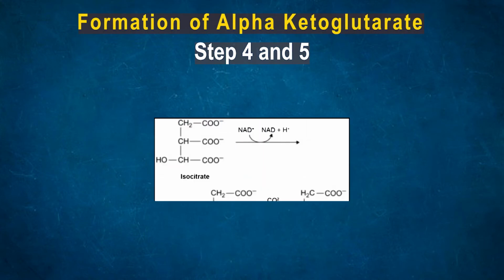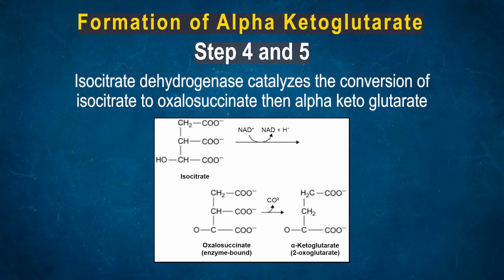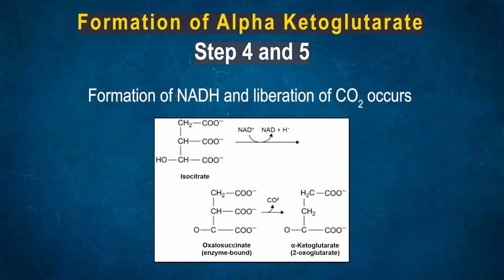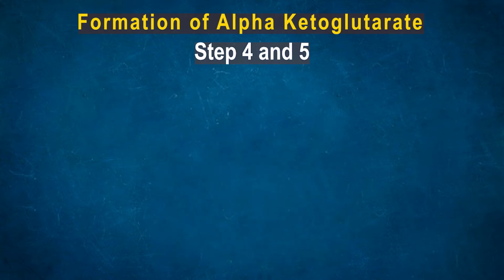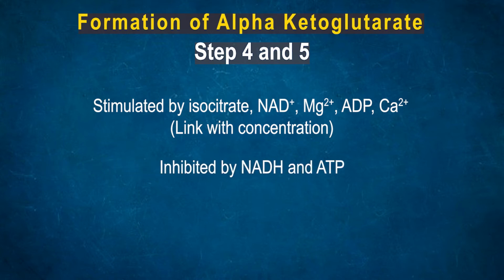Steps 4 and 5. Formation of alpha-ketoglutarate. Isocitrate dehydrogenase catalyzes the oxidative decarboxylation of isocitrate to oxalosuccinate and then alpha-ketoglutarate. The formation of NADH and the liberation of carbon dioxide occur at this stage. This enzyme is stimulated in a cooperative way by isocitrate, NAD+, magnesium 2+, ADP, and calcium, which is actually linked with the concentration. And the enzyme is inhibited by NADH and ATP.